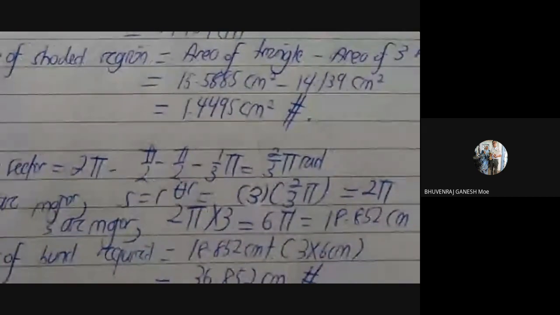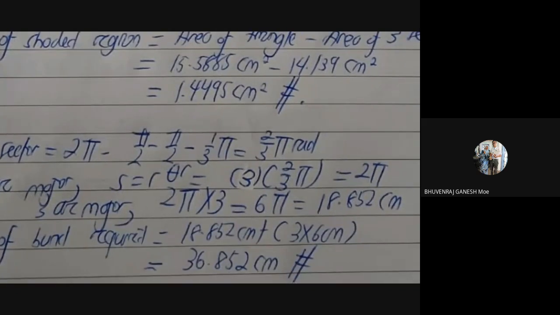Okay, you can see over here for part B, the area of the major sector. Like what Tarun said, we actually can take 2 pi minus pi over 2 minus pi over 2 minus 1 over 3 pi. Okay, everything has dropped to 90, 90, 60. I already converted the degree mode to radian mode, so this is why everything is in pi. So the angle just now, he told 2 over 3 pi for that sector you saw. So you can find the length of arc for one sector. The length of arc for one sector is 2 pi. So then 2 pi times 3 because you have 3 lengths of arc. So you will get 18.852 cm.